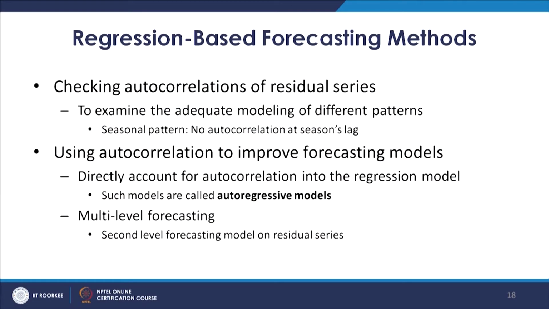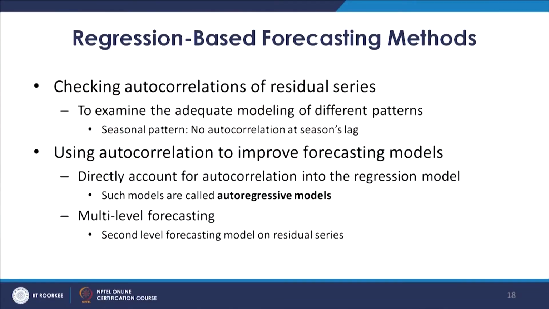So to examine the adequate modeling of different patterns, we can check the residual series. If some pattern has not been modeled, it would be reflected in the residual series, as we have been doing in previous lectures. For example, seasonal pattern: there is going to be no autocorrelation at the seasons lag. If we are able to adequately model the seasonality component in the time series, then autocorrelation should not be visible in the ACF plot at the seasons lag, right.